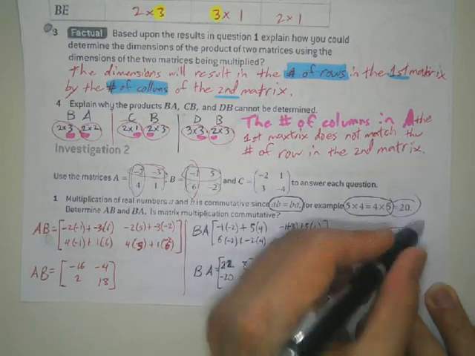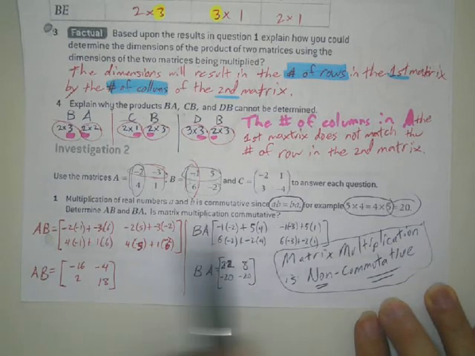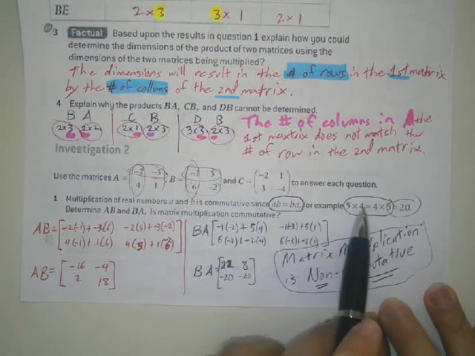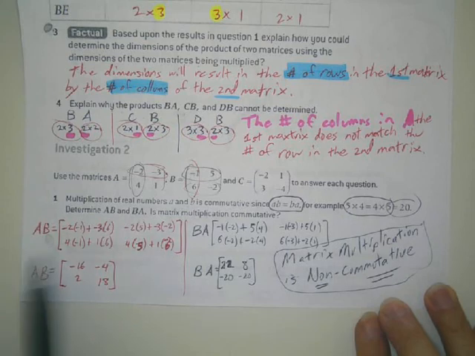So, in regular algebra, multiplication is commutative, right? 5 times 4 is the same thing as 4 times 5. But matrix A times matrix B gives me this. Matrix B times matrix A gives me this. These are not the same. So matrix multiplication is not commutative.